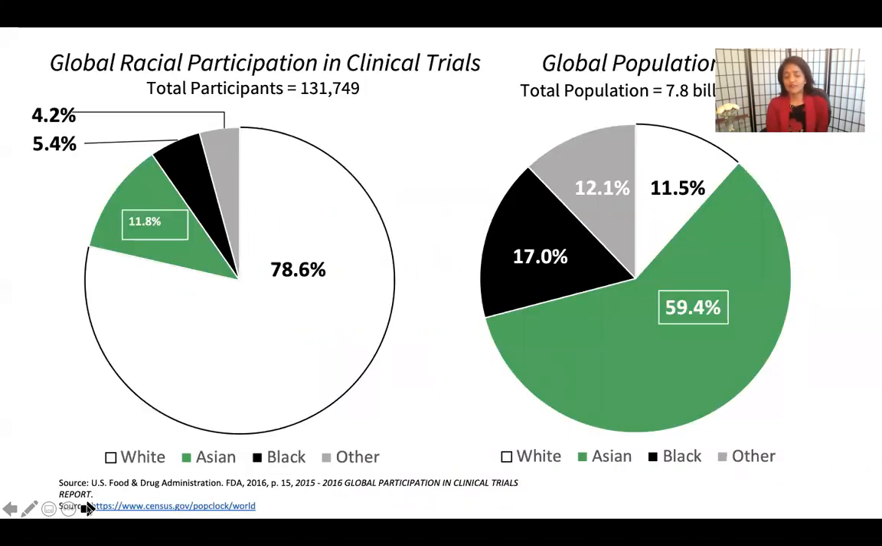So these pie charts show global participation in clinical trials. And you can see on the left that Asians make up only about 12% of the participation in global clinical trials, and they make up 60% of the world's population. So as a doctor on the West Coast, where one out of every three of my patients is Asian, I have very little data to go on to guide therapies in this extremely diverse population.